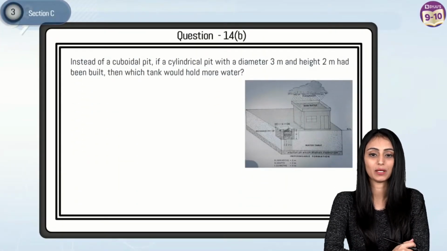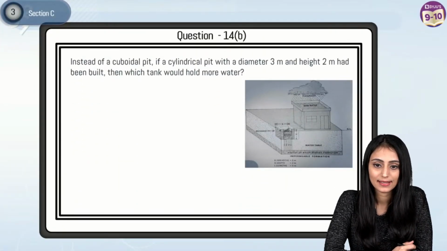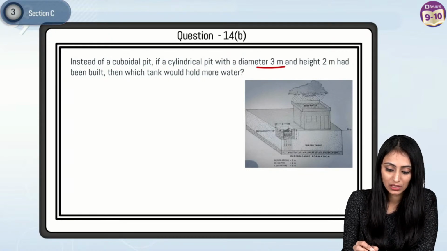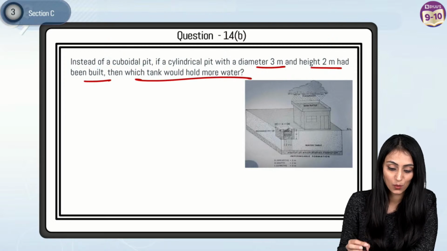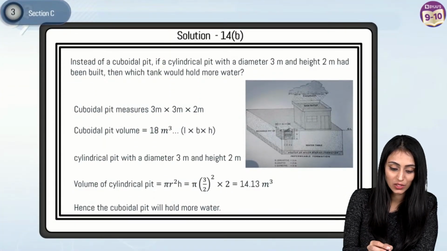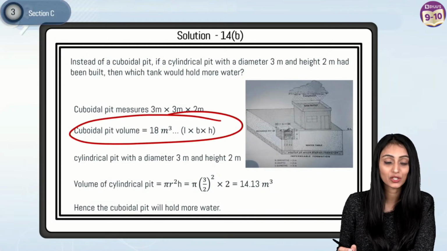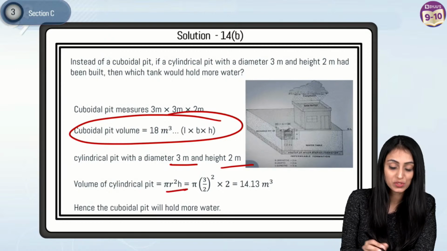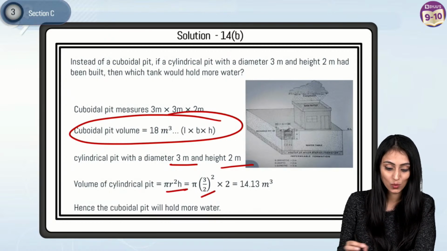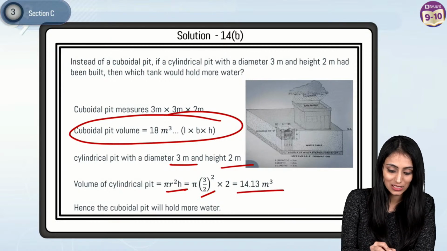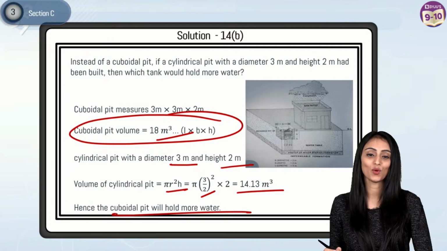Let's take a look at part B now. Instead of a cuboidal pit, if a cylindrical pit with diameter 3 meter and height 2 meter had been built, which tank would hold more water? So in that case, what we will do here is, we know the cuboidal pit volume, that's 18 meter cube. Cylindrical pit diameter and height is given. So you can use the volume pi r square h. Radius would be 3 by 2. So pi times (3 by 2) square into 2, that's 14.13 meter cube. So obviously we can just clearly see here that cuboidal pit will hold more water in this case.